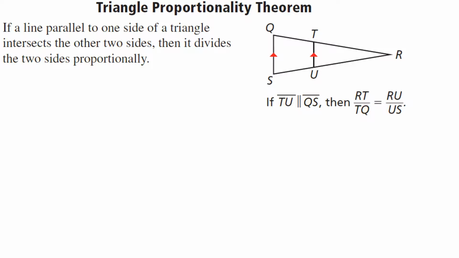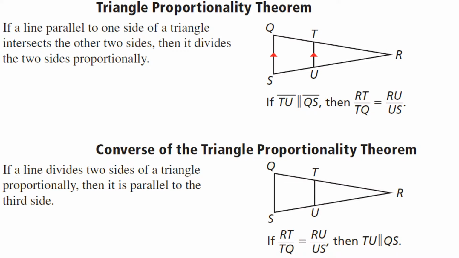Okay, so we're going to have a triangle. And then we're going to have a line parallel to one side of the triangle intersect the other two sides. Right, so in the diagram, if segment TU is parallel to segment QS, then we know the distance from R to T compares to the distance from T to Q the same way that the distance from R to U compares to the distance from U to S. It should be fun and exciting.